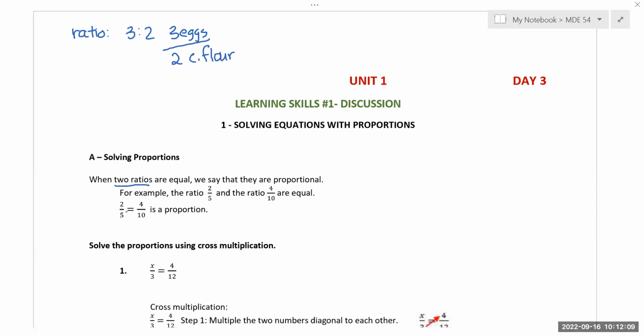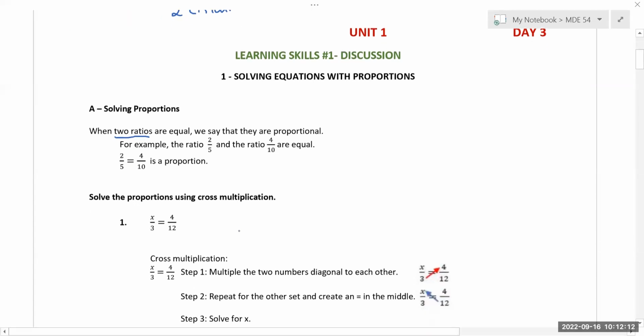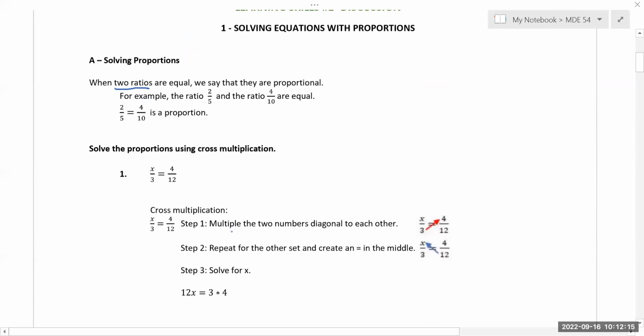When you have a ratio equals a ratio in this proportion, a great way to solve it is with cross multiplication. So cross multiplication is where you multiply the two numbers diagonal to each other. So it's this red arrow here, the 3 times 4. Then you repeat for the other set and you put an equals in the middle. So I would have 12 times x equals 3 times 4. And then you would solve for x and keep going.